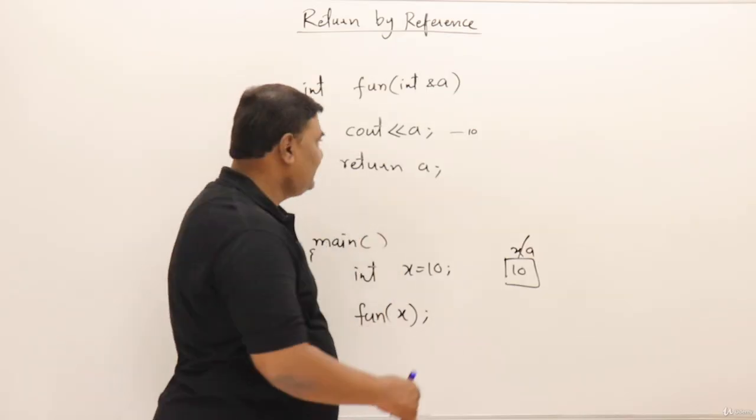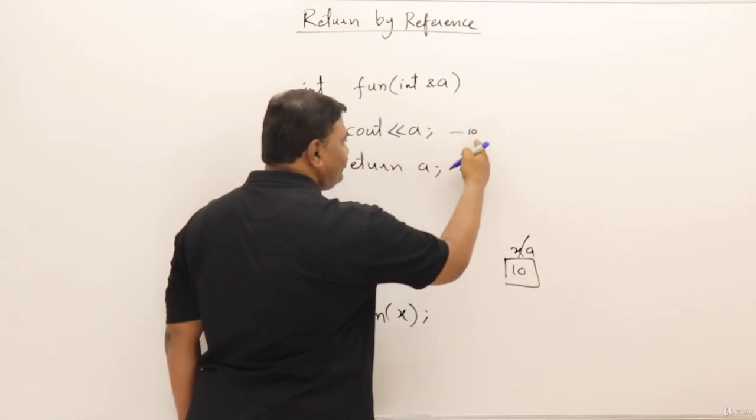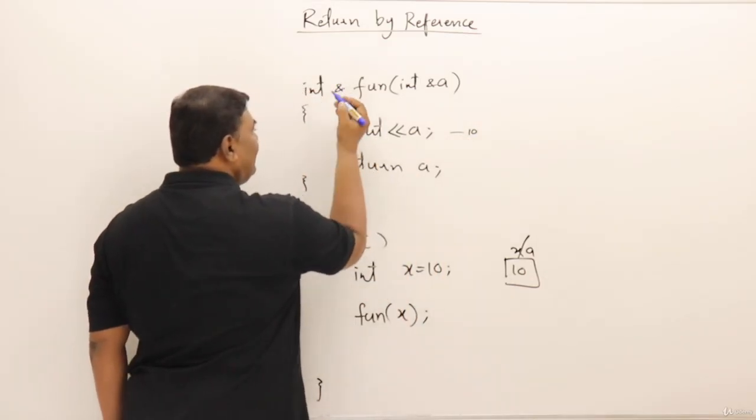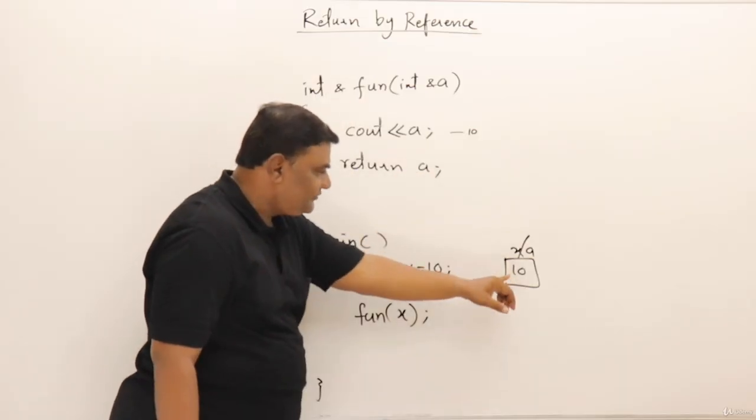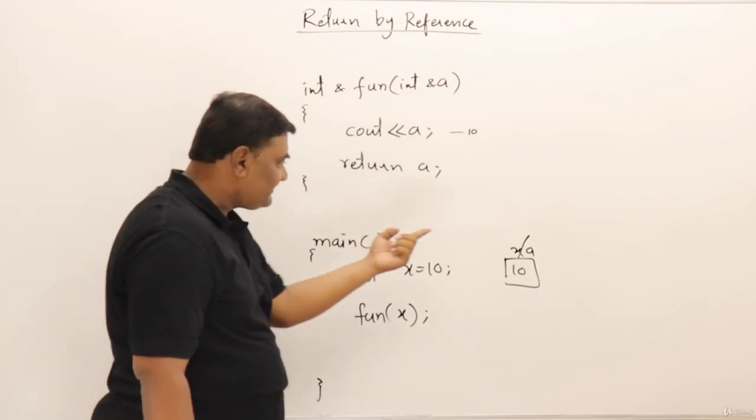Up to here it's okay. Then cout a, what will it display? What is a? x only. So it will display 10. Then return a. Here I will write ampersand. It returns not the value of a. What is a? x only, 10. It will not return 10. It will return the reference. Reference of what? The same x.